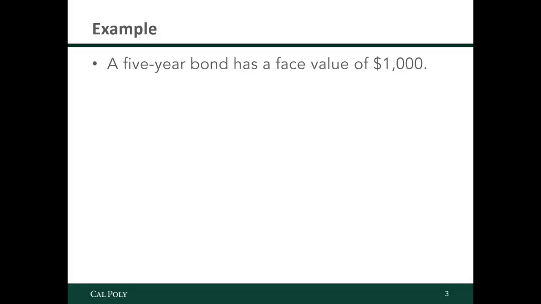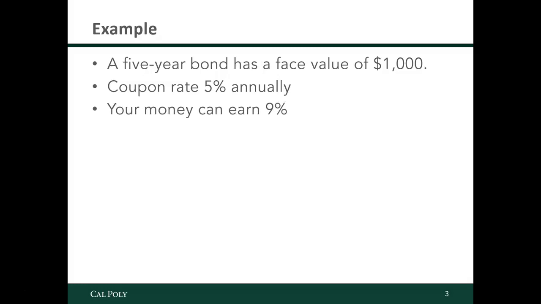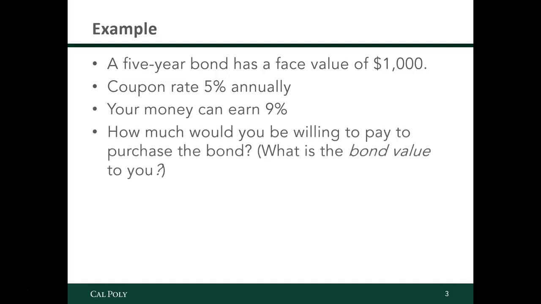So a 5-year bond has a face value of $1,000. Think about it. Is that the amount that's paid for it, or the amount that they get at the end? It's the amount that's returned at 5 years. Coupon rate is 5% annually. That is the amount that is paid in dividends annually. Your money can earn 9%. That's not something about the bond, that's the interest rate for the problem. And how much would you be willing to pay to purchase the bond? What's the bond value to you?